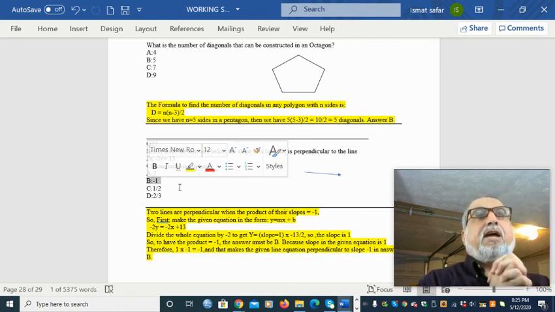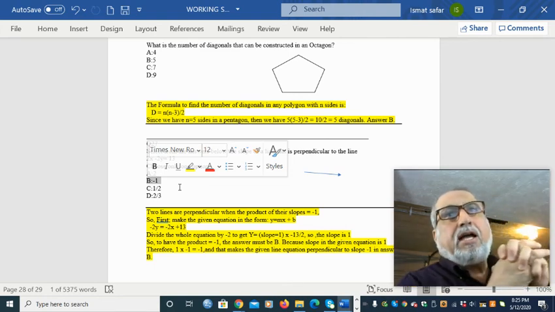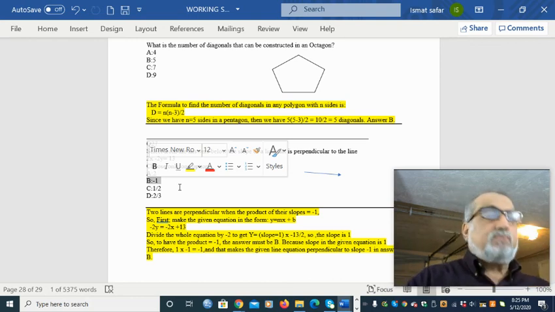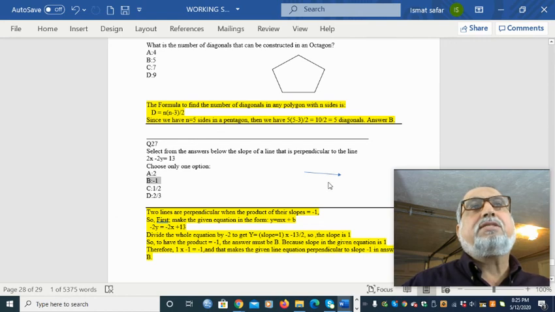That's it. Try it again. Change the equation, change the numbers, change the values. We need -1 in the answer in order to get perpendicular lines.